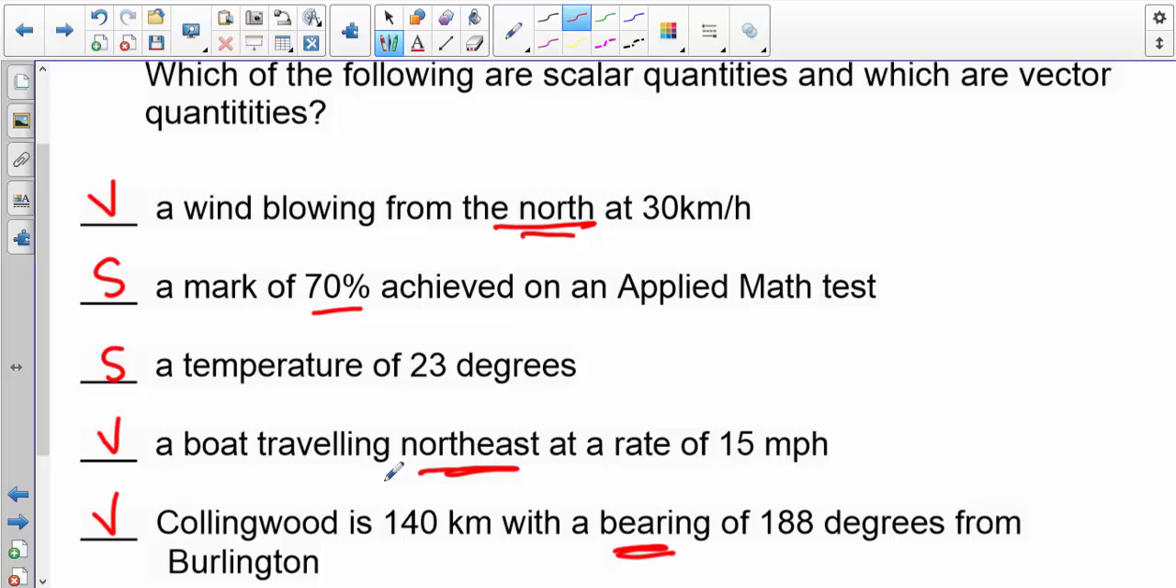Same thing in terms of the temperature, right? A temperature of 23 degrees. Again, I guess you could talk about an increase in temperature as being a vector or a decrease in temperature being a vector. But in this case, we're just making a statement, temperature of 23 degrees. There's no direction attached to that.